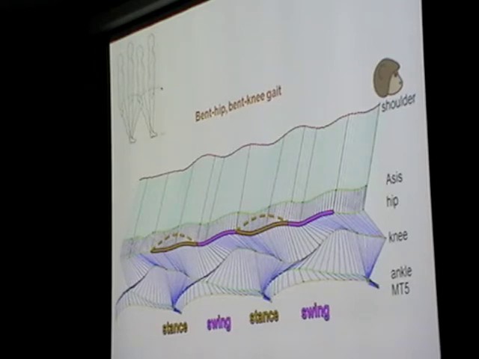They don't use an extended leg, but a leg that is not only highly flexed, but as they enter stance, it flexes even more. And we call this a bent hip, bent knee gait.